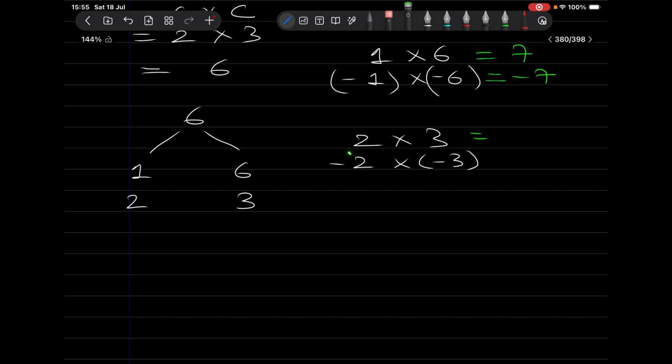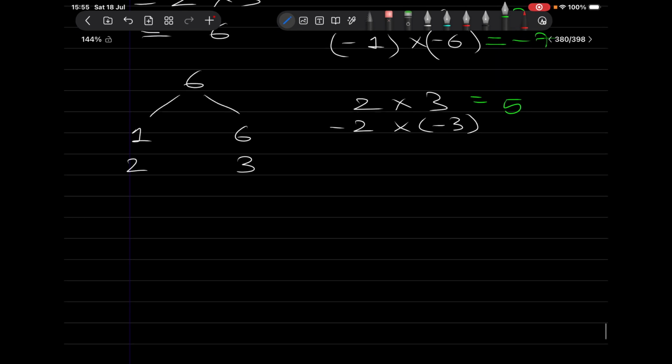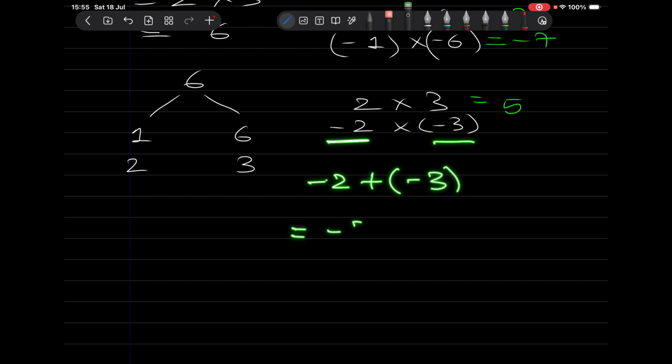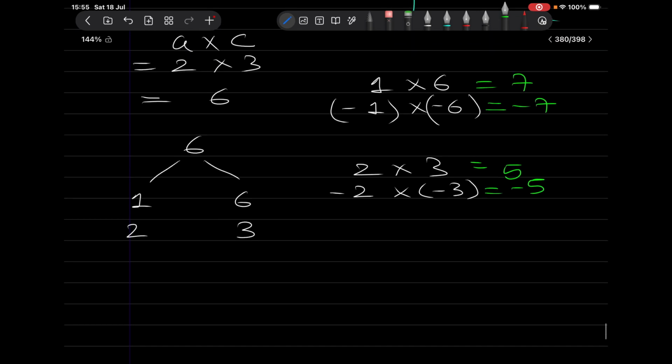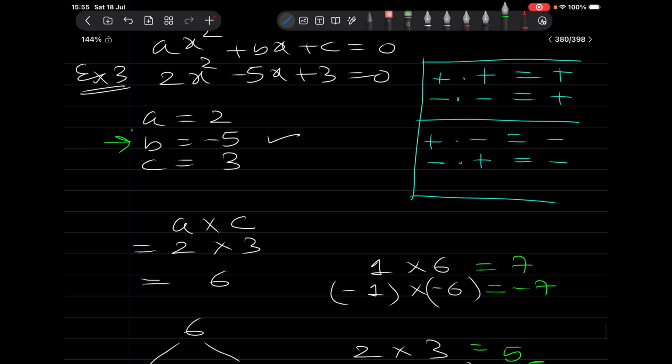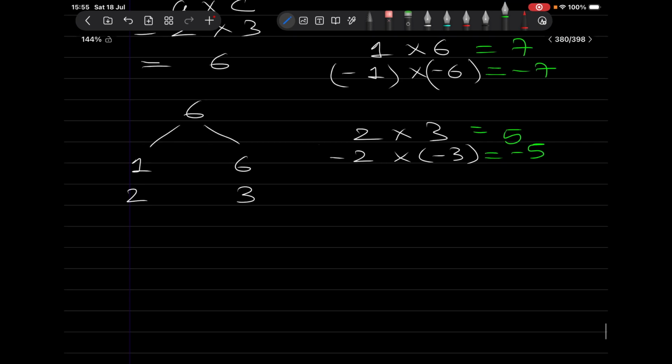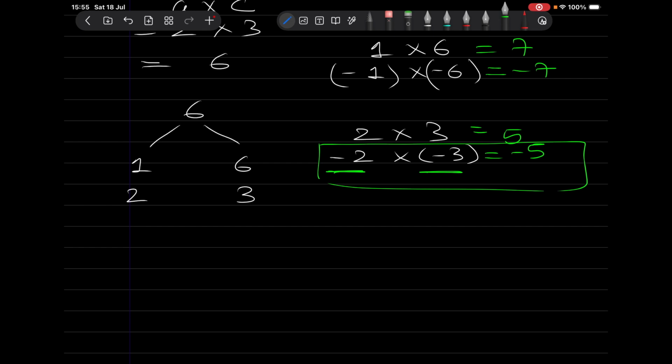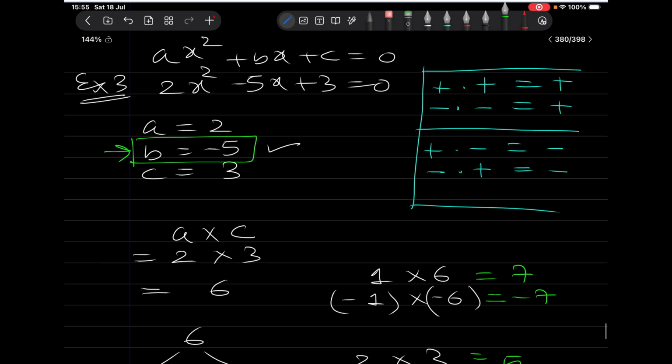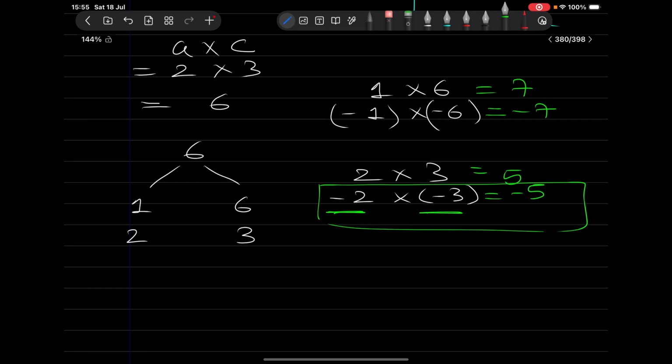If I sum 2 and 3, that is equal to 5. And if I sum minus 2 plus minus 3, that is equal to minus 2, plus into minus is minus 3, that is equal to minus 5. So I want the coefficient of the middle term, that is minus 5, which I am getting from the pair minus 2 and minus 3. So I will split the middle term, that is minus 5x, into minus 2x minus 3x.